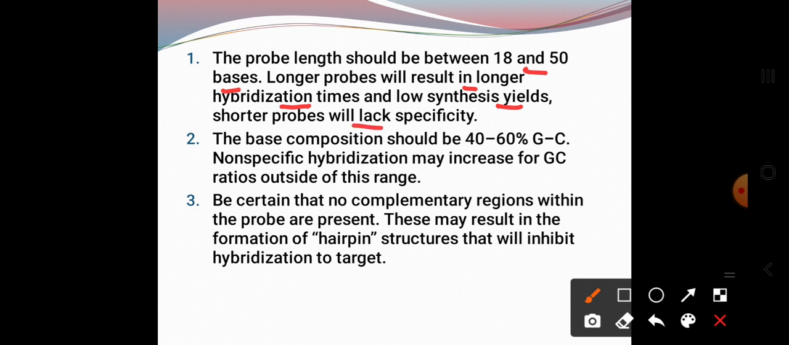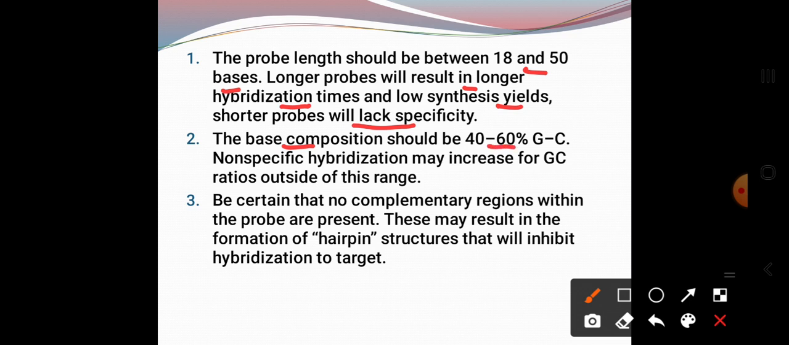Shorter probes will lack specificity. So if the probe length is between 18 and 50 bases, fine; longer probes will take longer hybridization time and give low yields, but probes shorter than 18 will lack specificity. This is the first guideline, based on probe length. The second guideline is base composition. What should the base composition be? Between 40 and 60% GC content.